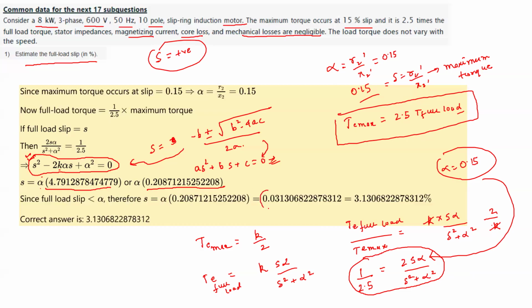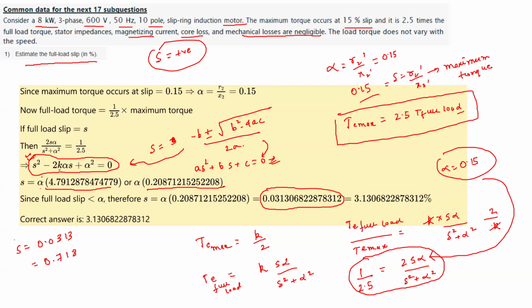One is this 0.0313. If you solve this quadratic equation, you will get one as 0.0313 and the other, let me just work it out using the calculator. Alpha is 0.15, so 0.15 times 4.7912. So this is 0.718.